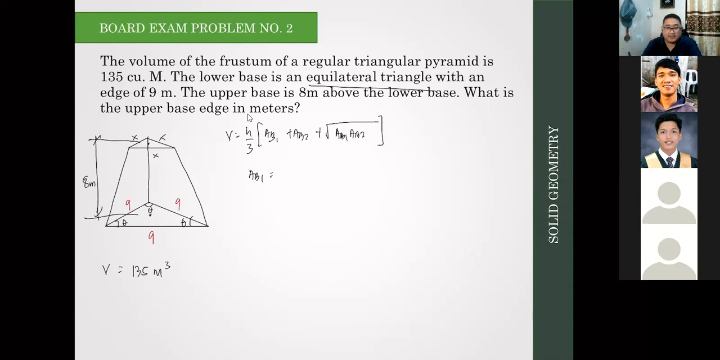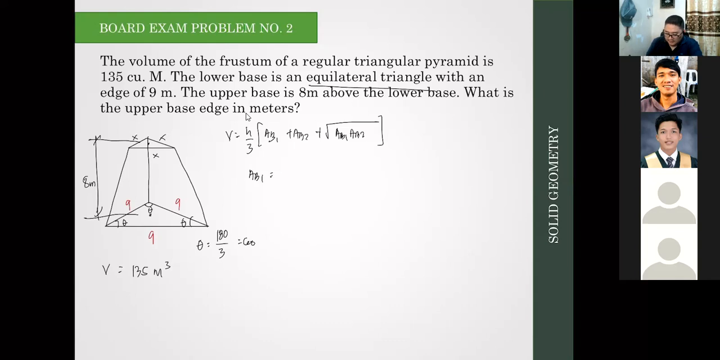Kasi meron tayong 3 sides. 3 minus 1 is 2. 2 times 90 is 180. So, yung theta natin dito will be 180 divide natin ng 3. Okay? Or 60 kasi equal sides yan.